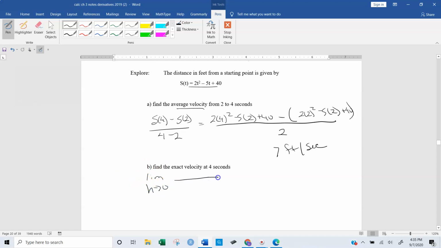Okay, now we're gonna do s of 4 plus h minus s of 4 all over h. Remember our difference? Now we got to plug all this in, into this formula up here. So we have to do 4 plus h first. So we do 2 times 4 plus h squared minus 5 times 4 plus h plus 40.